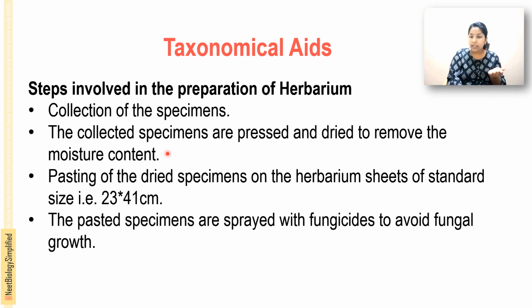They are live plants, right? If you press a plant on paper, you can see green colored fluid come out. So first it is pressed, then it is kept for drying. Then the dried specimen is pasted on the herbarium sheet. The herbarium sheet is of standard size, 23 by 41 centimeters, and the dried specimen is pasted onto this sheet.